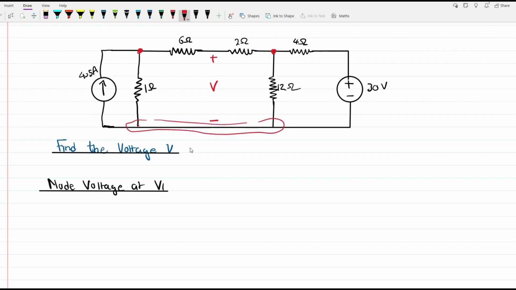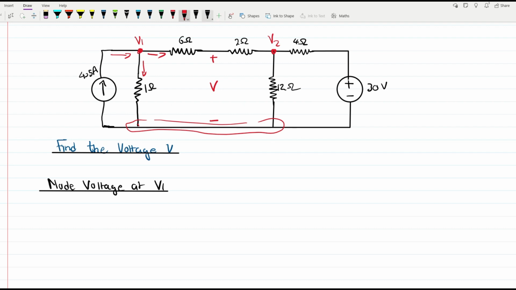So we have to label our nodes. We're going to call this one V1 and we're going to call this one V2. So what we have to do now is to use node voltage analysis. So we have an incoming current over here, and we have other currents going out like that. And remember, we take outwards as positive and inwards as negative.